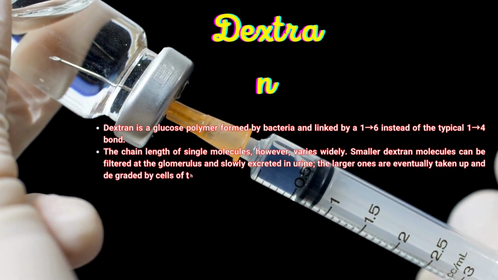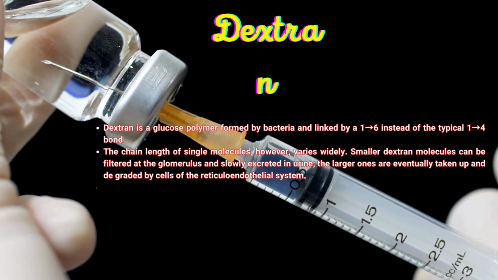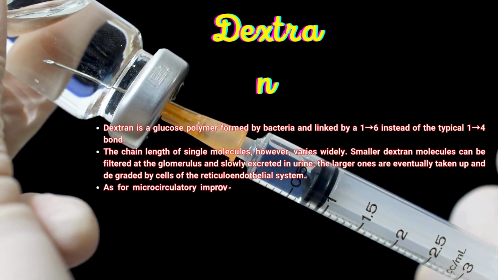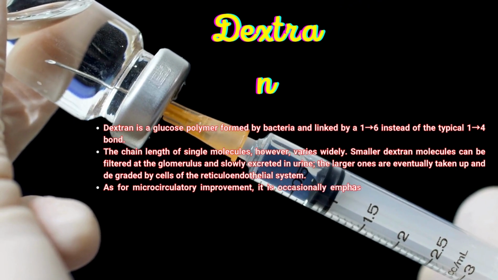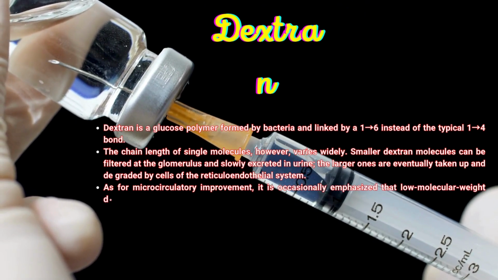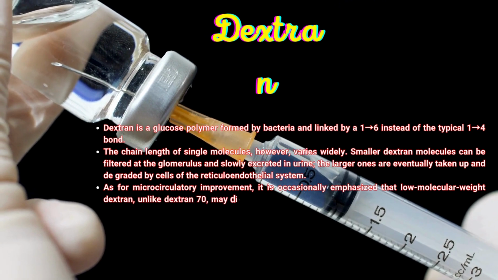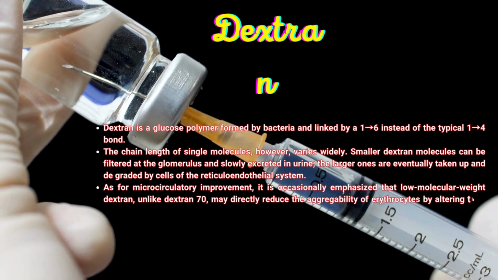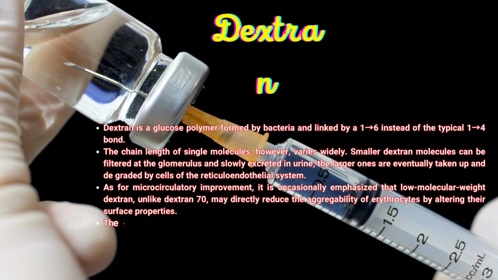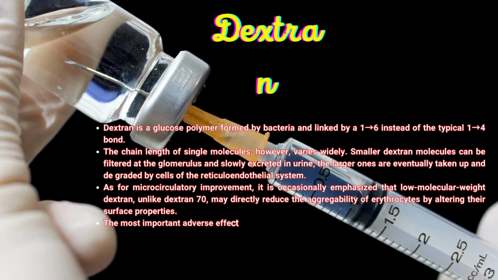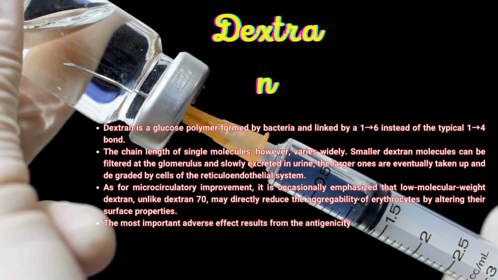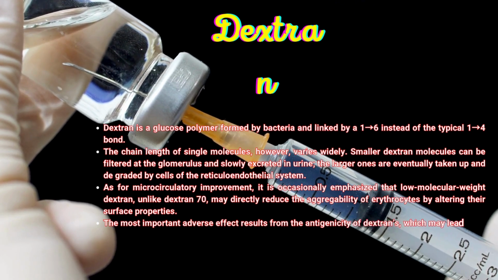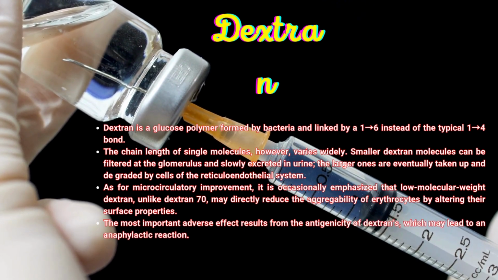Apart from restoring blood volume, dextran solutions are used for hemodilution in the management of blood flow disorders. As for microcirculatory improvement, it is occasionally emphasized that low molecular weight dextran, unlike dextran 70, may directly reduce the aggregability of erythrocytes by altering their surface properties. The most important adverse effect results from the antigenicity of dextrans, which may lead to an anaphylactic reaction.